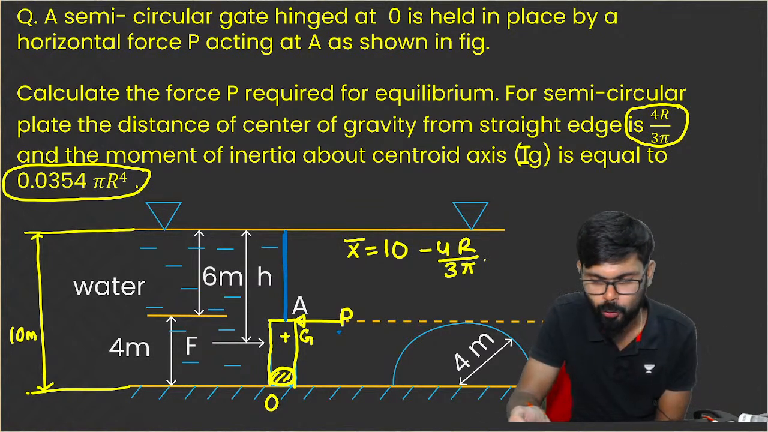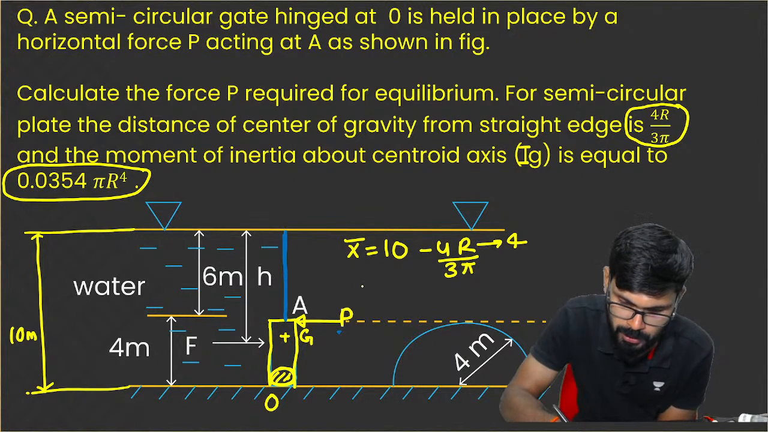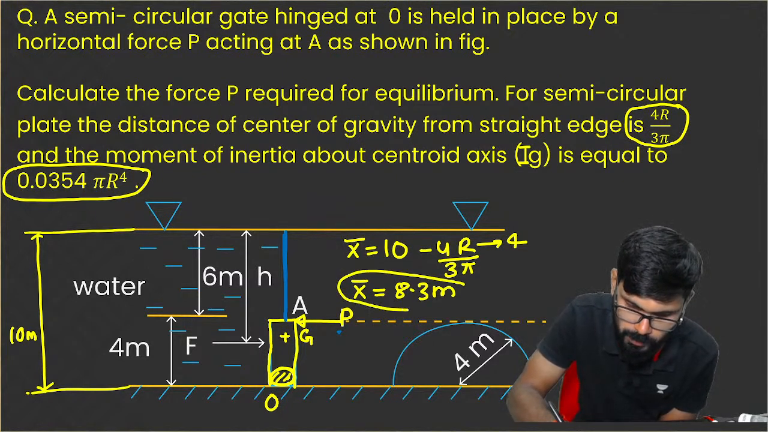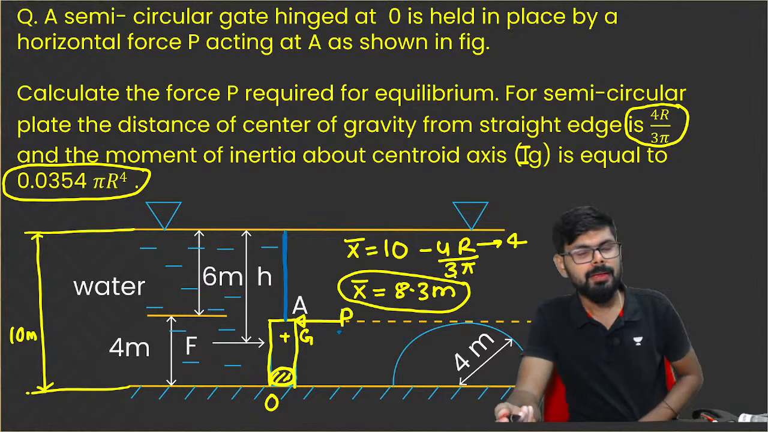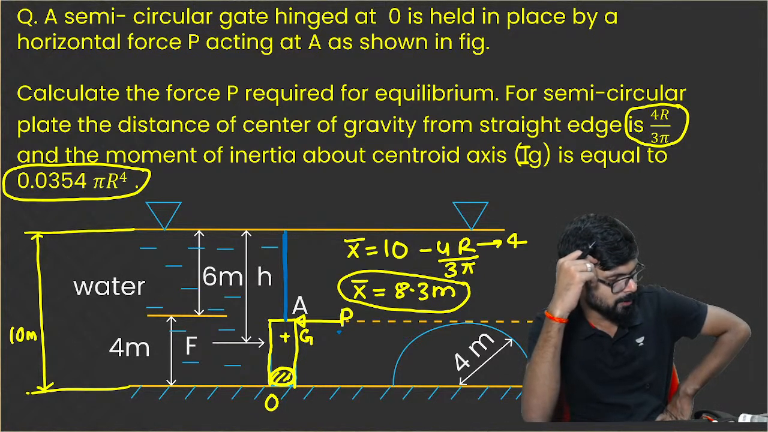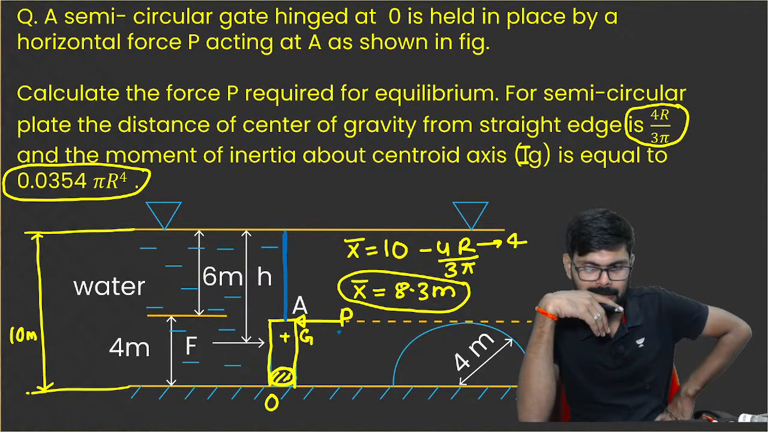R value is how much? 4 meter. So this value is 4. So x bar value will come, I think, 8.3 meter. Check, beta, x bar value. X bar is 26r by 3 pi. Yes, Aditya, correct. Aditya, 100% correct.